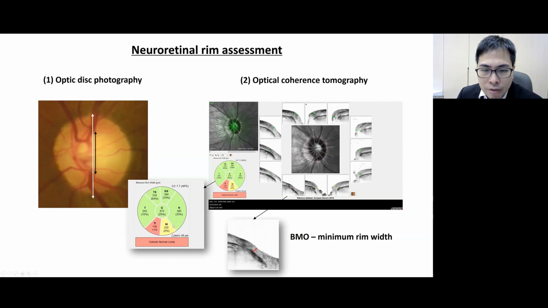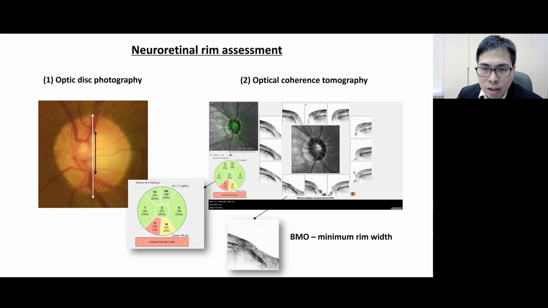And if it is in yellow, it's below the 95th percentile. And what we can appreciate here in this picture is that you have loss of the infratemporal neuroretinal rim, borderline loss of the infranasal rim. So we have OCT providing us the opportunity to quantify the measurements of the neuroretinal rim.